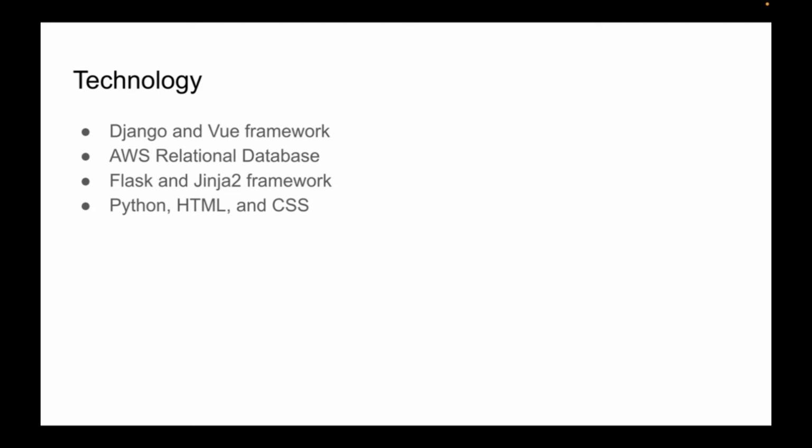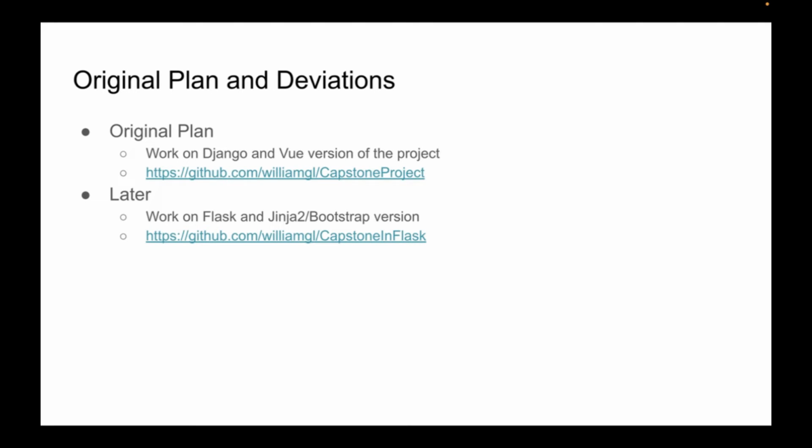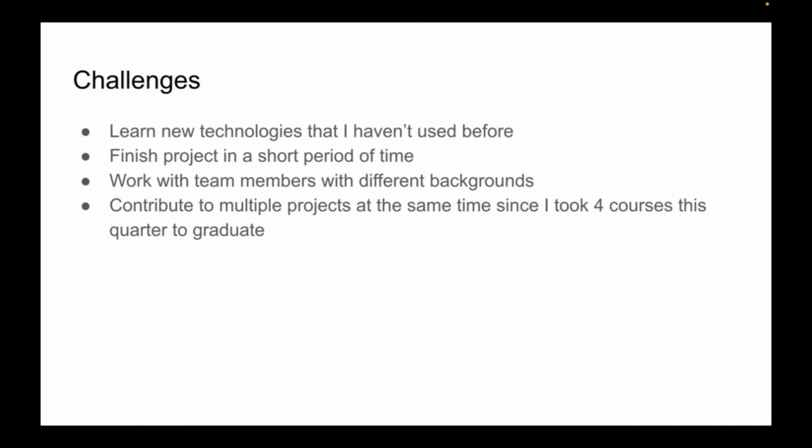For the technology, he learned the Django and Vue frameworks, AWS Relational Database, Flask and Jinja frameworks, and Python, HTML, and CSS. The original plan was to work on the Django and Vue version, and then later we worked on the Flask and Jinja version. For the challenges, he learned new technologies that he hadn't used before, finished the project in a short period of time, and also worked with team members with different backgrounds.